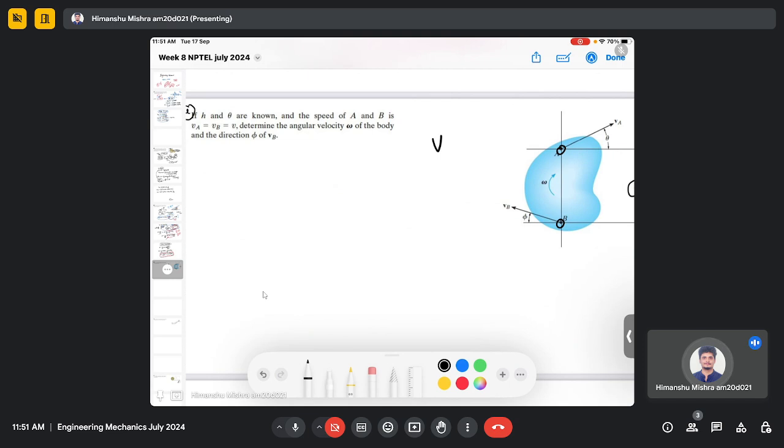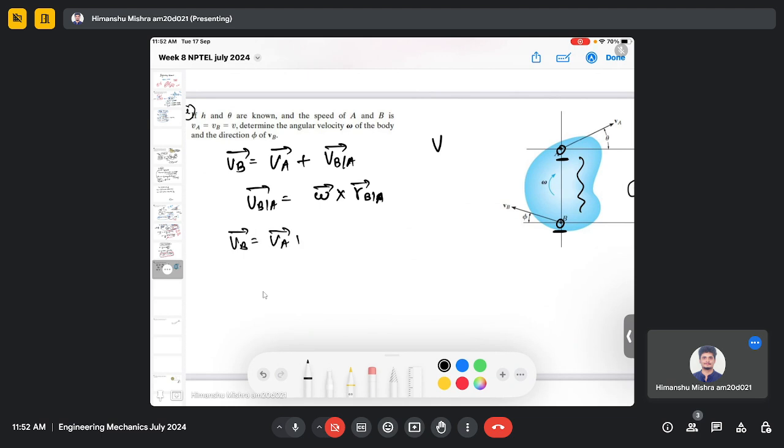So basically we will be writing the velocity of point B, the velocity of point A, and the relative velocity of point B with respect to A. And this relative velocity of B with respect to A can be written as omega cross position vector of B with respect to A. So we have omega cross R B with respect to A. So this is the expression.